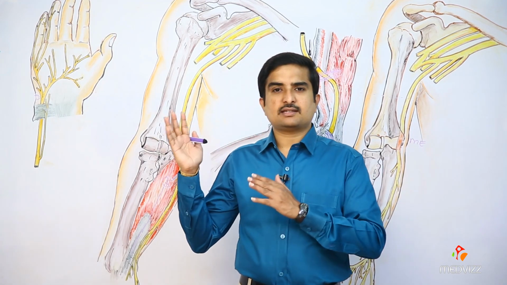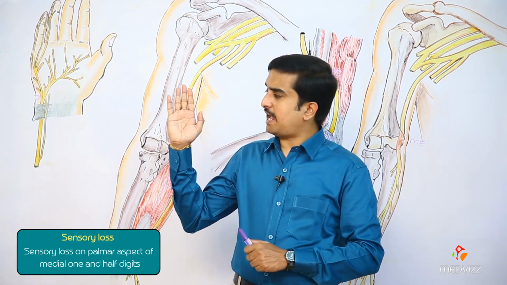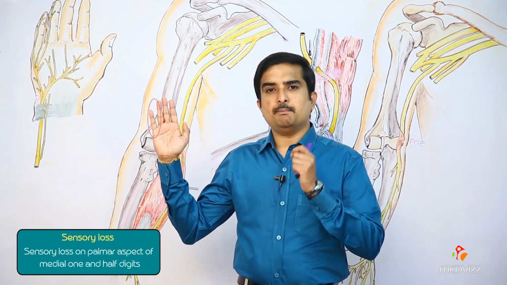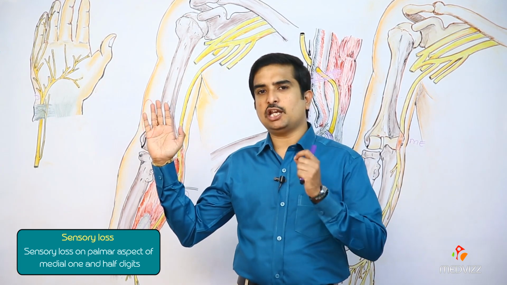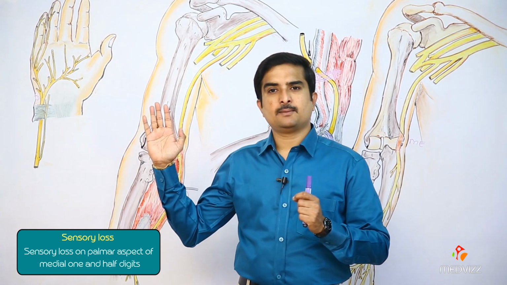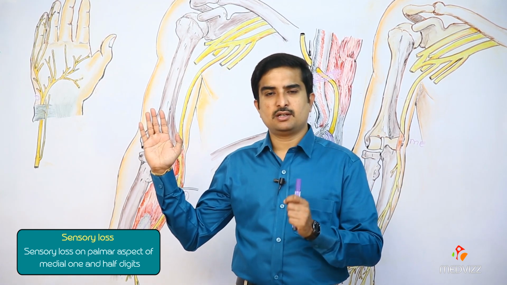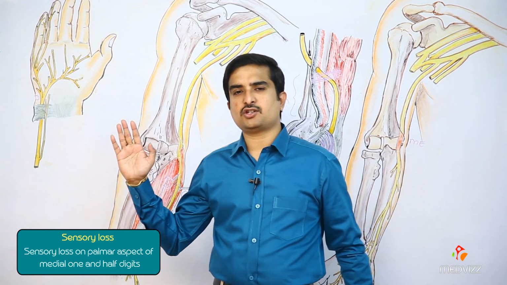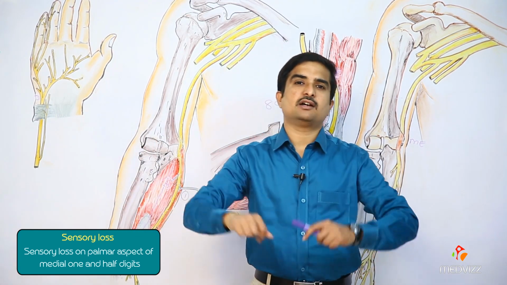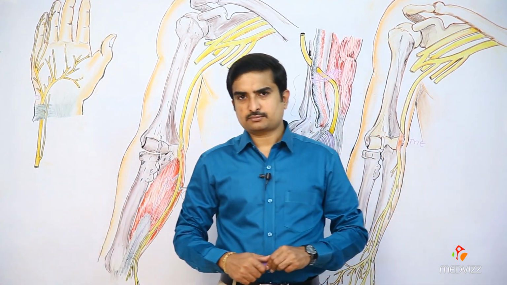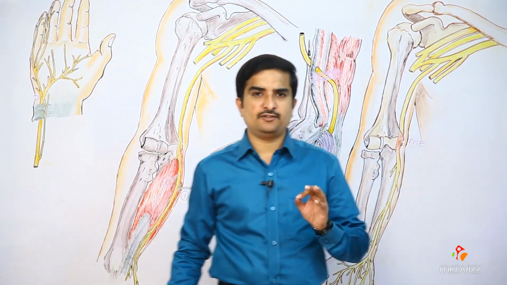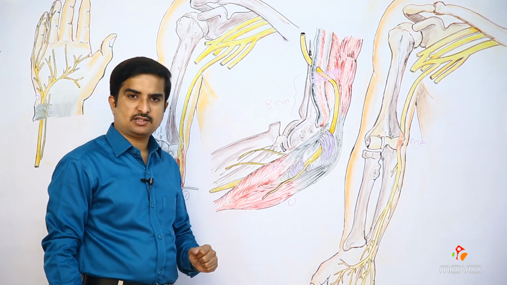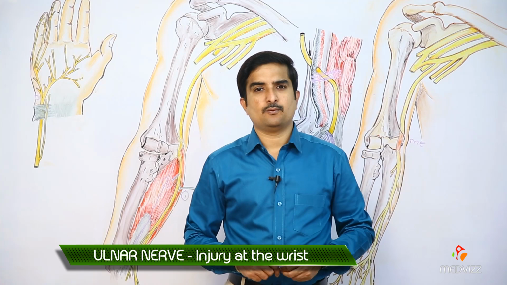Mainly the sensory loss on the palmar aspect of the medial one and a half digits. As you can see in this picture, you will see sensory loss on the palmar aspect of the medial one and a half digits, which is the classical feature to identify the ulnar nerve injury. Next, this is the clinical presentation you will see with injury of the nerve in the cubital tunnel. Now what happens if there is injury at the wrist?